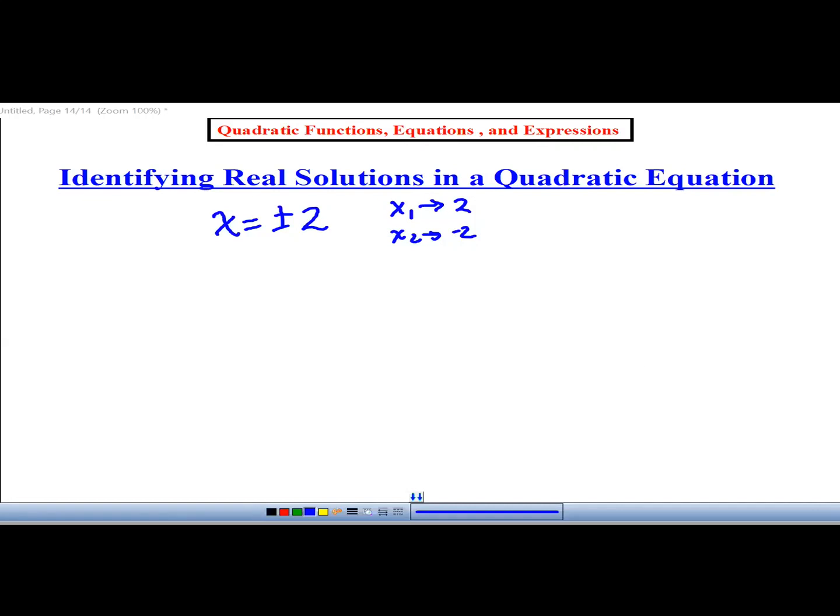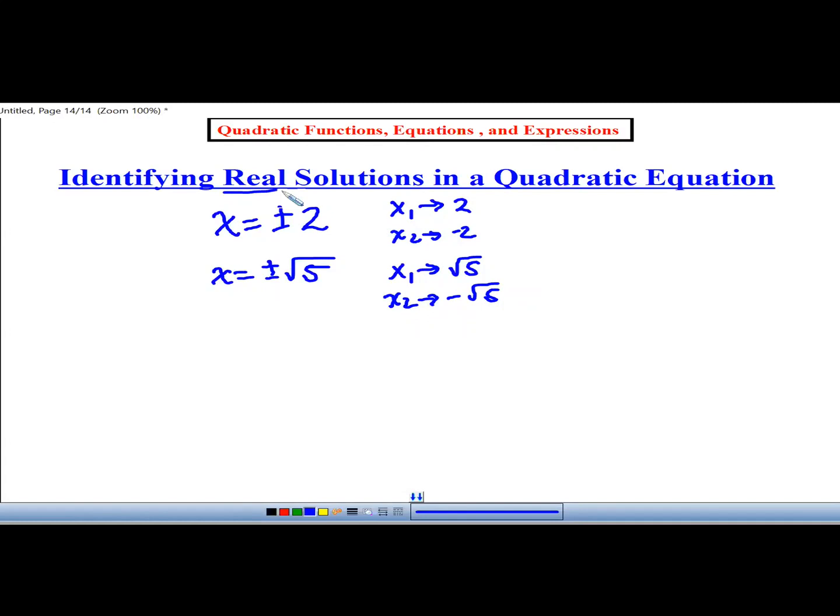All right, so here we go. It says, identify real solutions in a quadratic equation. So here's a simple one. X equals plus minus 2. One solution is 2, the other one is negative 2. Are we there so far? Yes? All right, how about this one? X equals plus minus square root of 5. What are my solutions? X sub 1 is square root of 5. X sub 2 is negative square root of 5. These are still real solutions.